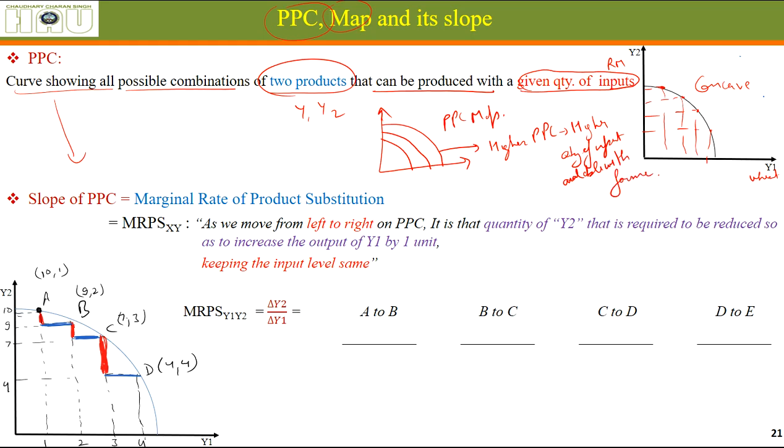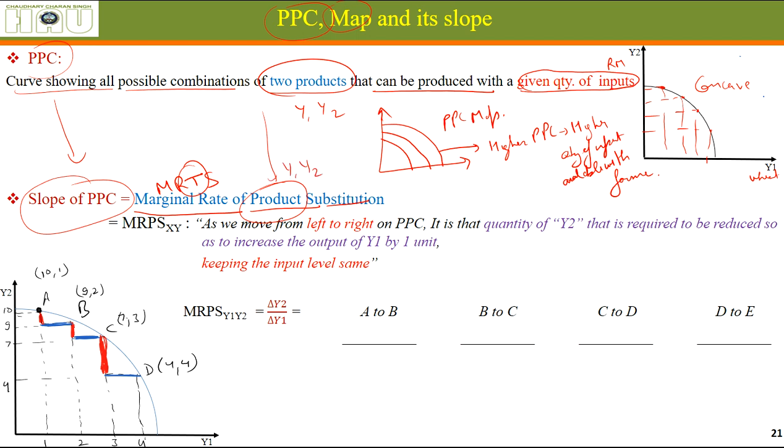Understood? Now what is the slope of this production possibility curve? Slope of PPC means marginal rate of product substitution. Earlier it was marginal rate of technical substitution. Technical means we are talking about inputs. Product substitution means we are talking about products or outputs, Y1 and Y2.